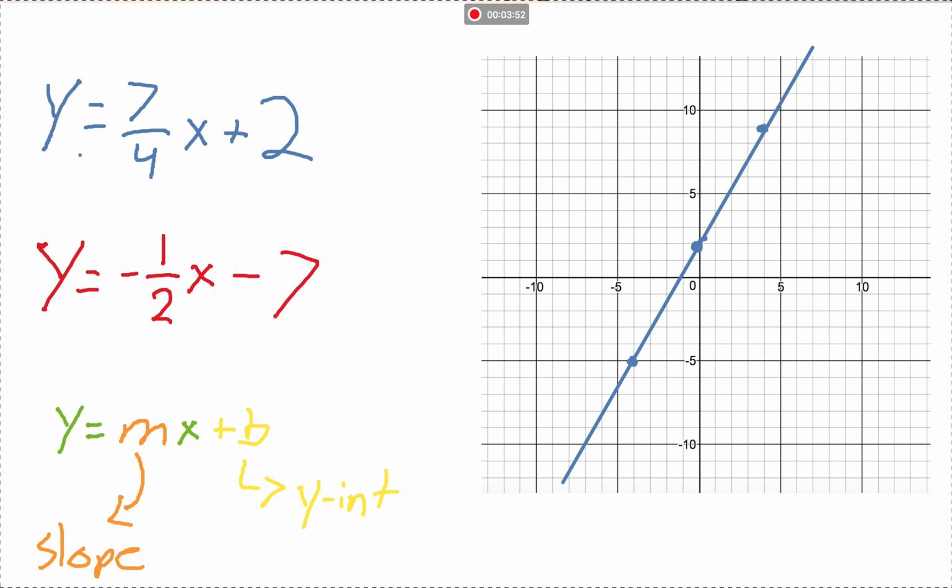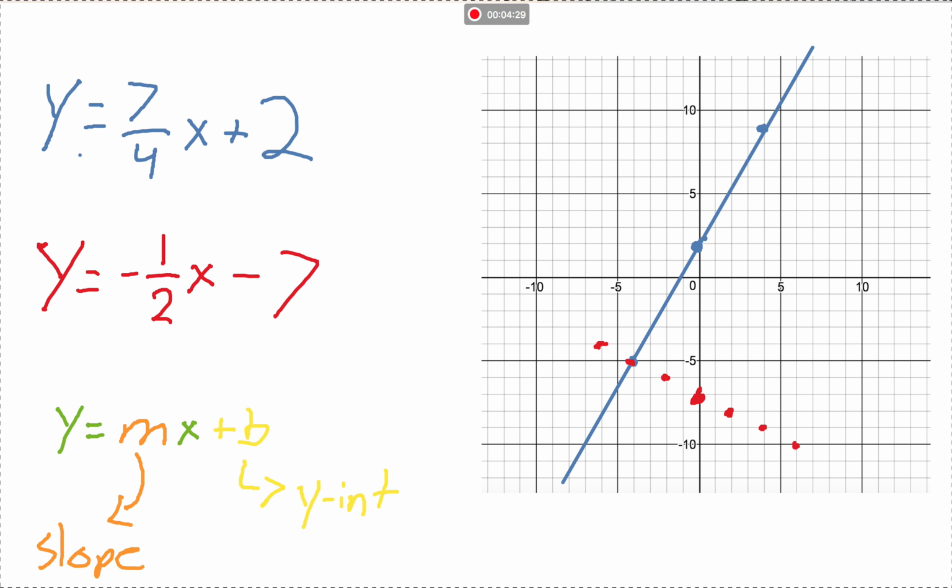Now let's go ahead and graph our second line in red. Our y-intercept is negative 7, so we're going to start at negative 7. And our slope is negative 1 over 2. Remember, slope is rise over run. So we're going to go down 1, over 2, repeating that. We can even go the other way too. We're going to go up 1, left 2, and repeat.